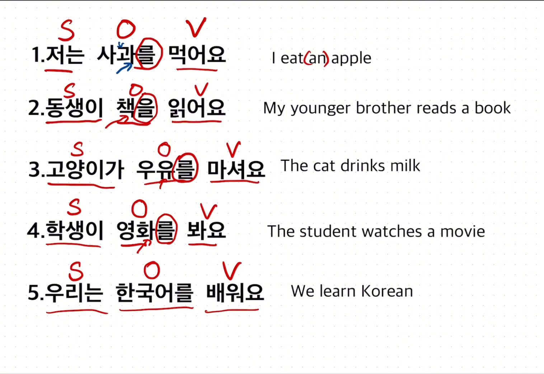So 한국어를, why do we use 를? Because this object ends with a vowel. Okay? So there is no 받침, and so the way we identify this is to check whether it ends with a vowel or a consonant. Okay? You can either use this way, this is the simplest way to identify, or you check for 받침, whether there is any consonant at the bottom of the character, right? So I believe at this point you have fully understood the sentence structure in Korean language, and also when to use 을 and when to use 를.